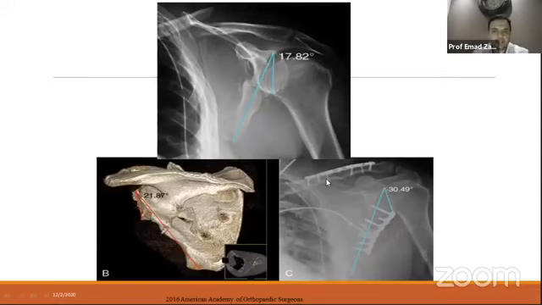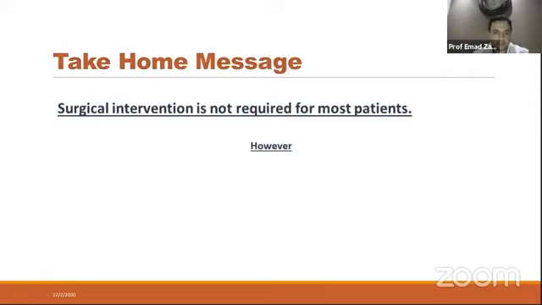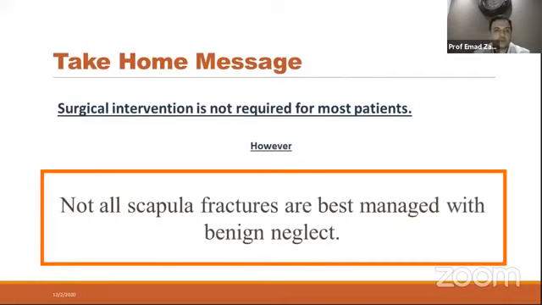The floating shoulder represents an uncommon but important shoulder injury. Careful assessment of the shoulder girdle is required to make a correct diagnosis and to determine the course of treatment. Although the appropriate treatment of floating shoulder remains controversial, certain principles of evaluation can be applied to all patients with this injury. Surgical intervention is not required for most patients with scapular fractures. However, not all scapular fractures are best managed with benign neglect.